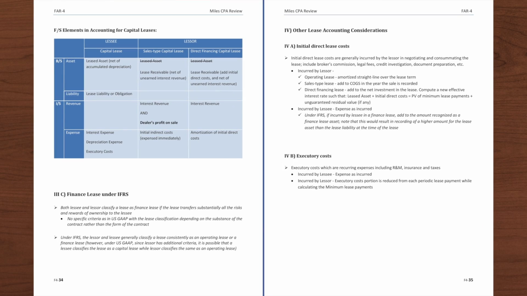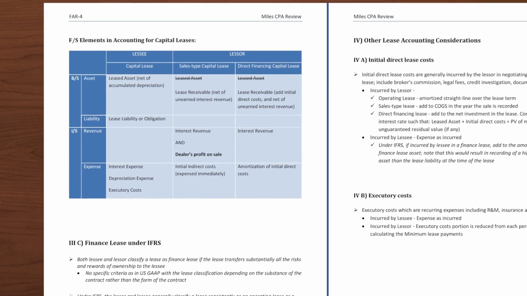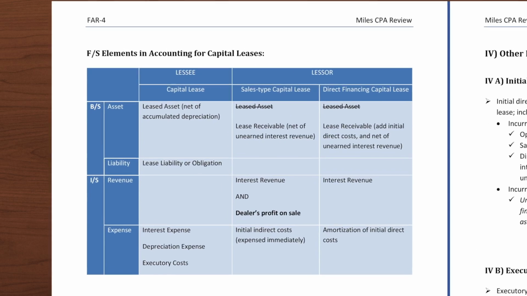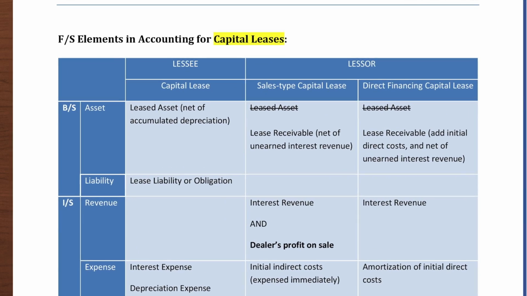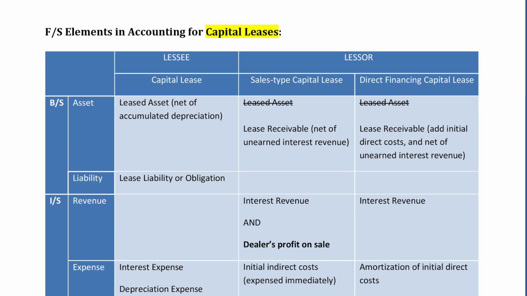On page 34, we got a lovely table where we are looking at the financial statement elements in accounting for highlight capital leases. So now we're trying to understand what's happening on the lessee's books and on the lessor's books. So looking at the balance sheet. Now, in case of a capital lease, we know that the leased asset disappears off the lessor's books and reappears into lessee's books. So for lessor, I have scratched off leased asset right there, off lessor's books. And for lessee, where you have leased asset, right into lessee's books.